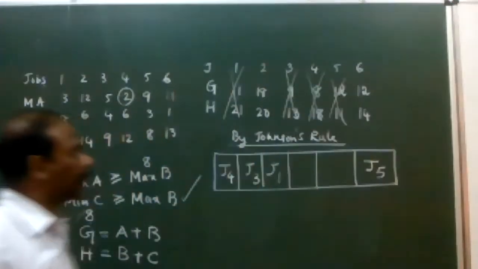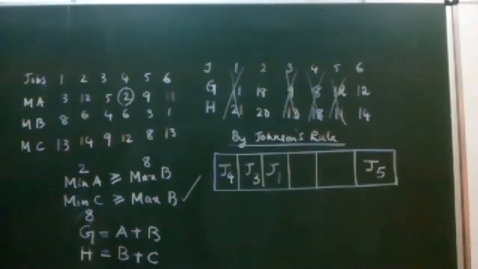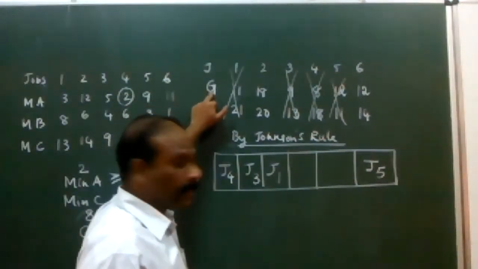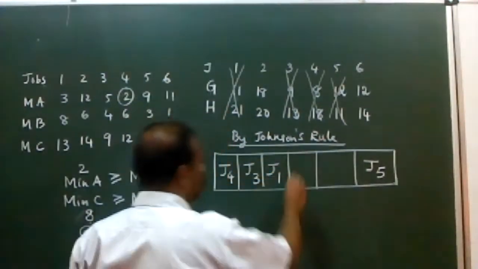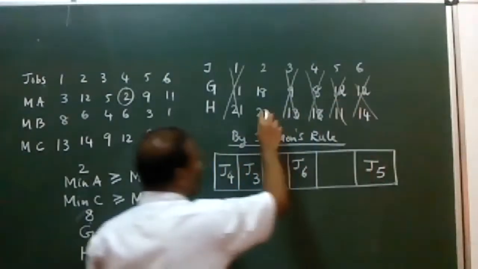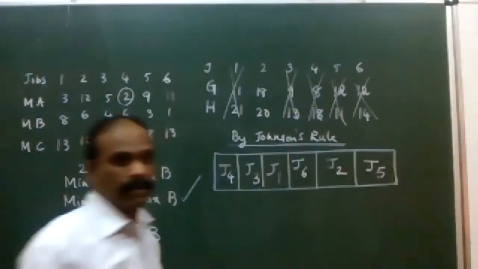Okay. Now can you please tell me which is the next lowest value? 12, sir. So 12, you can see that 12 again happens to be a machine G, and therefore I'm supposed to take here. So this becomes J6. Okay. This is gone. And finally the last value is there. I can directly take it. Now this becomes J2.